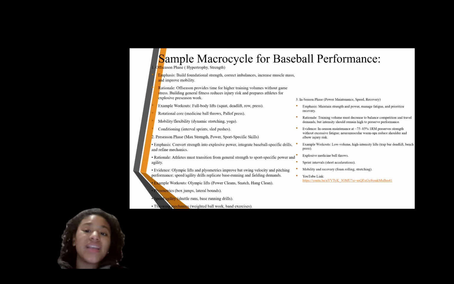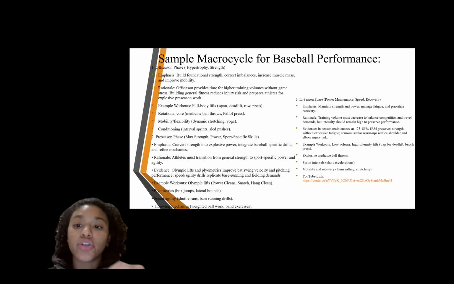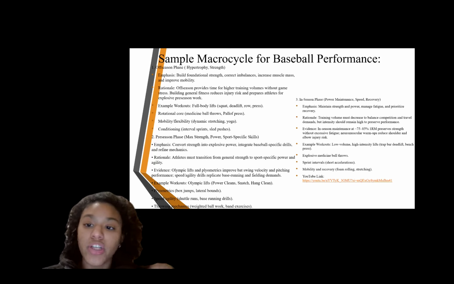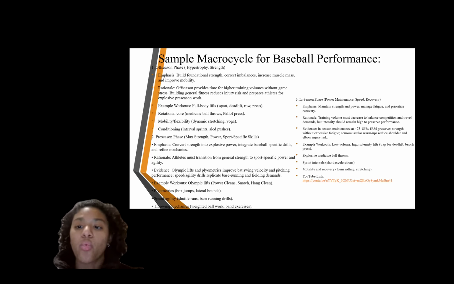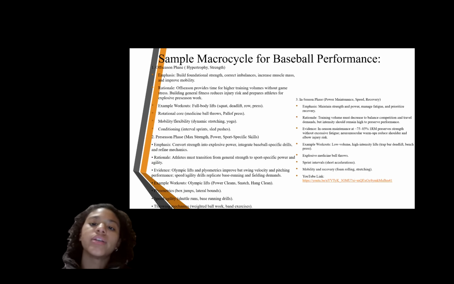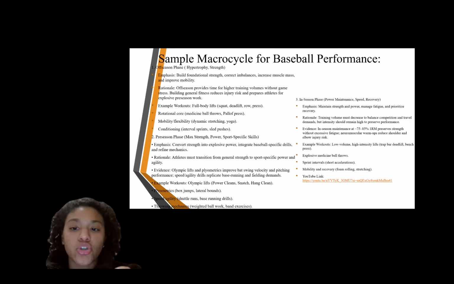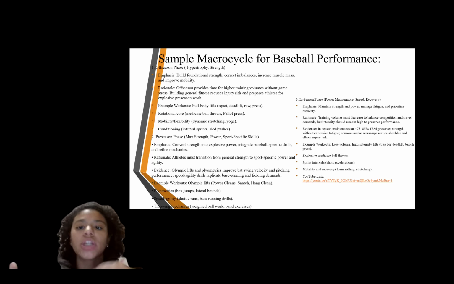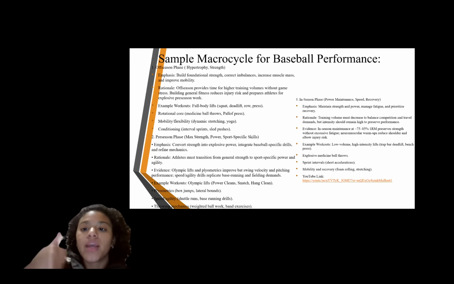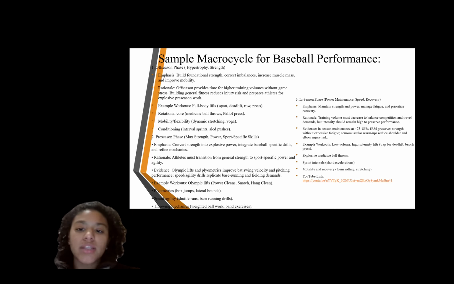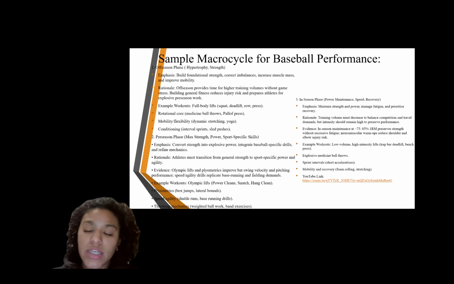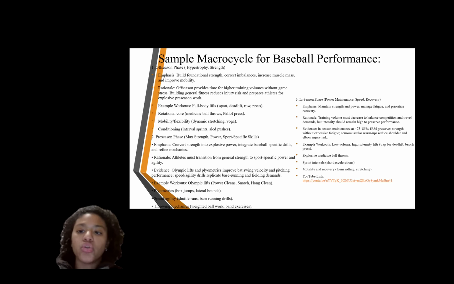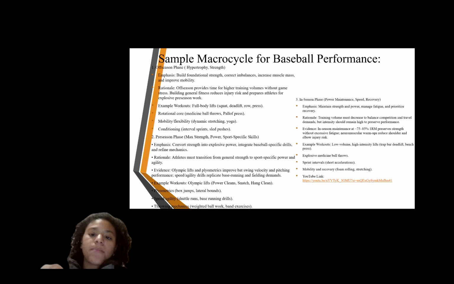And then last but not least, we have the in-season phase. So this is power maintenance, speed, and recovery. We want to maintain the strength and power they gained in the preseason. We want to manage their fatigue and workload now that they are in season, prioritizing recovery. The main rationale is that training volume must decrease to balance competition and travel demands, but intensity should be high to preserve performance. The main evidence that I've seen is that in-season maintenance should be around 75 to 85% of their one rep max, preserving strength without excessive fatigue, and neuromuscular warm-ups also reduce shoulder and elbow risks.